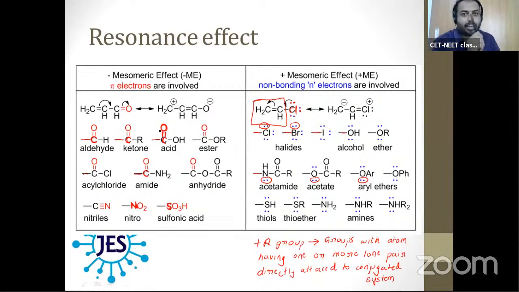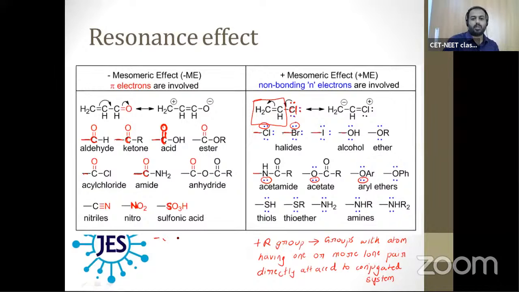You have to listen to this carefully. An atom directly attached to the conjugated system, in turn, is also attached to a more electronegative atom by multiple bond. One example, look here, carboxylic acid. Carbon atom is attached to the conjugated system. At the same time, carbon atom is also attached to oxygen atom by a multiple bond. That's what is a minus R group.